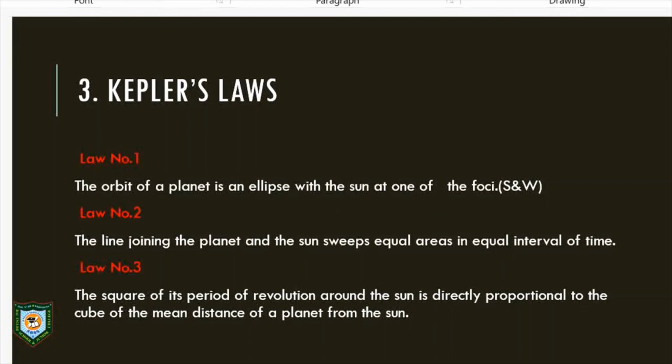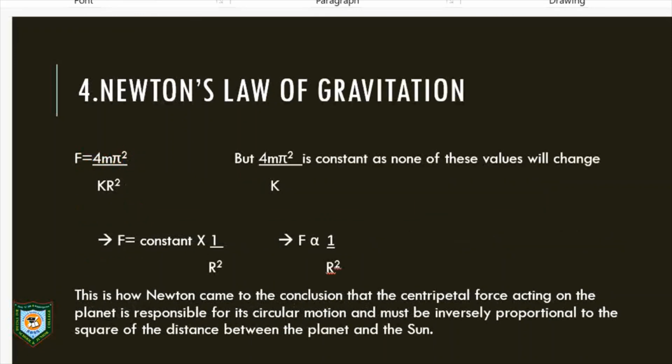Now, once we have accomplished this, we'll get back to our slides. We can see that F is equal to 4 m pi square divided by k r square, but 4 m pi square is a constant as none of these values will change, which implies F is equal to constant into 1 divided by r square, and hence F is inversely proportional to the square of the mean distance. And this is how Newton came to the conclusion that the centripetal force acting on the planet is responsible for its circular motion and must be inversely proportional to the square of the distance between the planet and the sun.